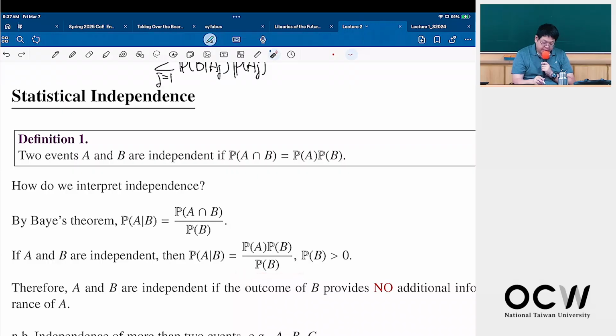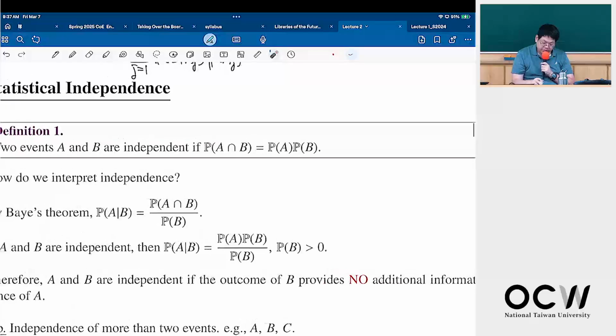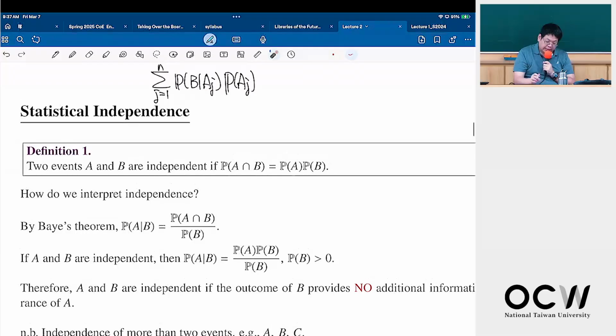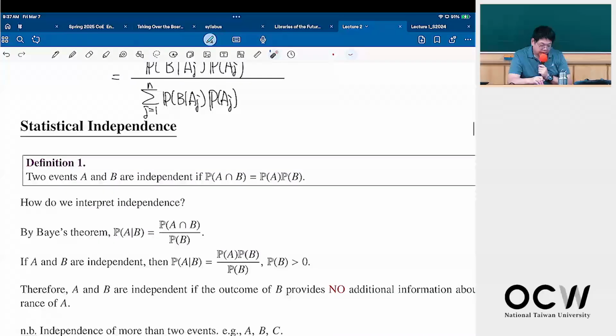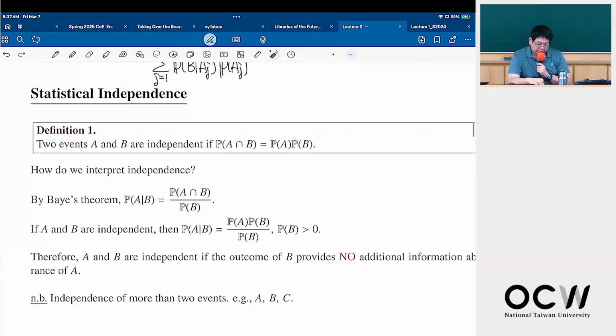Therefore, A and B are independent means that the outcome of B provides no additional information about the occurrence of A. It doesn't matter how A occurs, B won't affect it. So that is the independence for two events. We can also extend the independence to more than two events, 3, 4, or even 5.